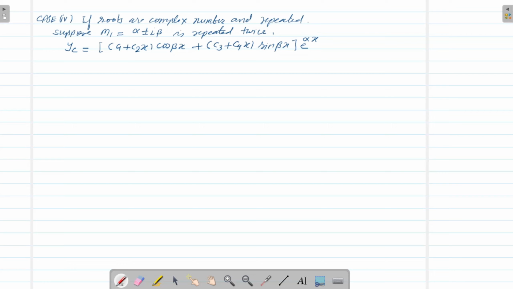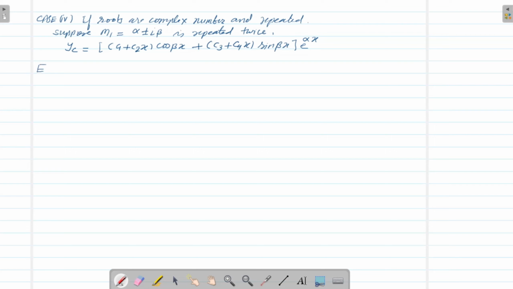If m1 is repeated twice. So in this way you can determine the complementary function. The complementary function depends on the nature of the roots. So there will be 4 cases: if roots are real and non-repeated, if roots are real and repeated, if roots are complex and non-repeated, and if roots are complex and repeated. Now let us do the problems based on this, then you can understand this concept very nicely.